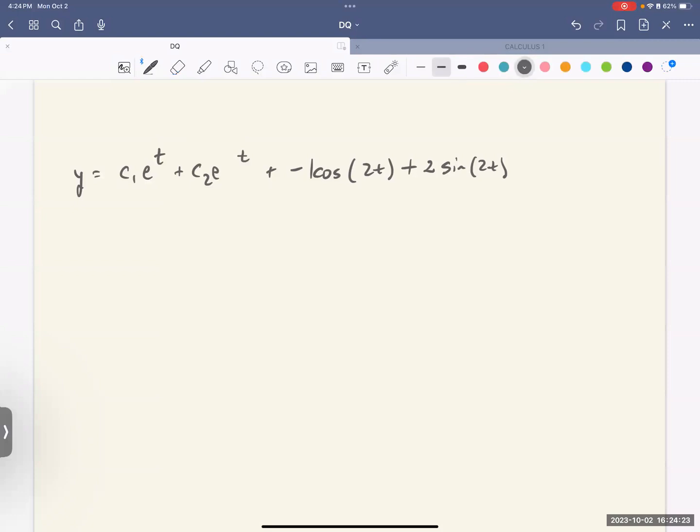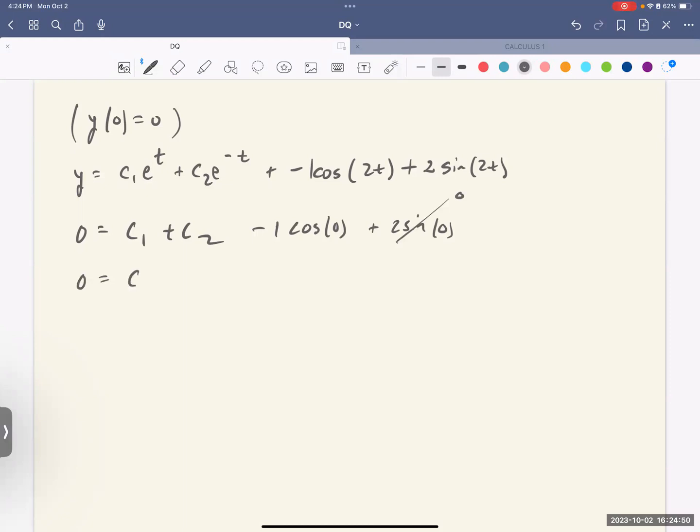All right. So our initial conditions, ooh, that was a negative 1, I believe. Okay, so we had y of 0 is 0. With that condition, if we plug that into this equation, we have 0 is c1 plus c2 minus 1 cosine 0 plus 2 sine of 0. Sine of 0 is gone. So we got 0 equals c1 plus c2 minus 1.